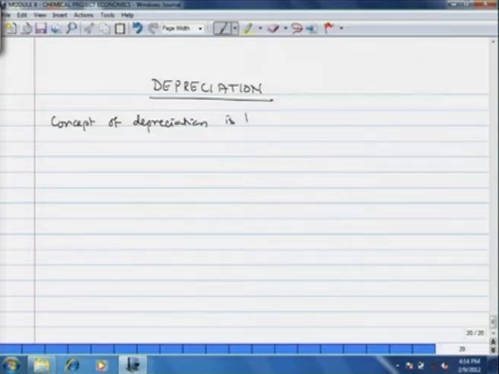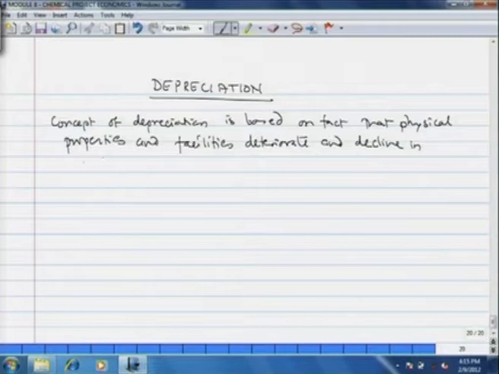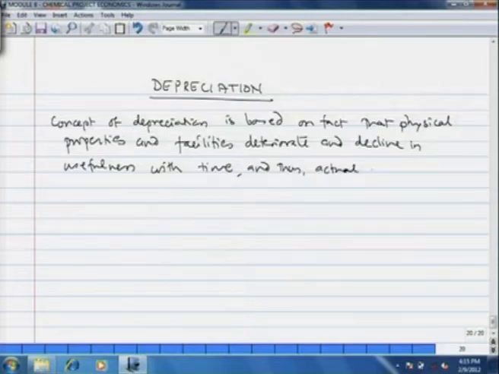is based on the fact that physical properties and facilities deteriorate and decline in usefulness with time, and thus the actual value of the facility decreases.